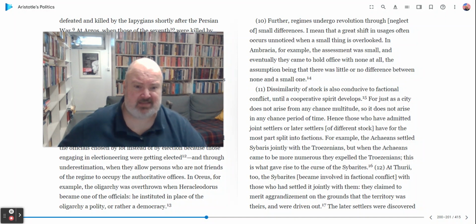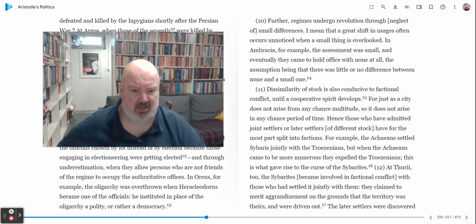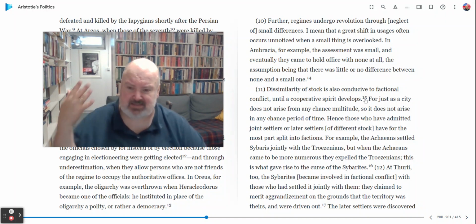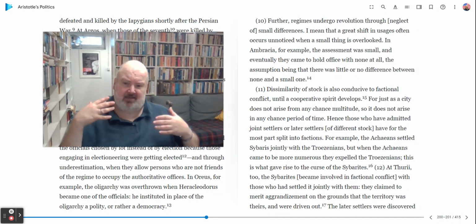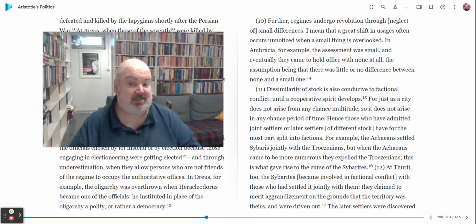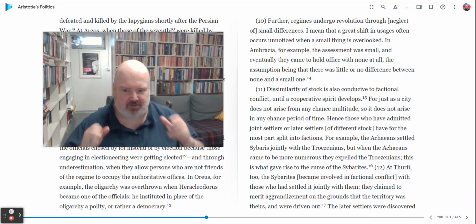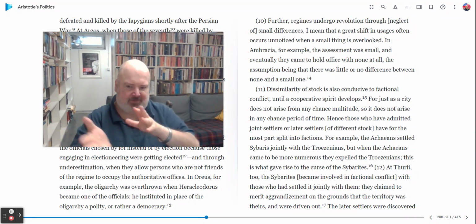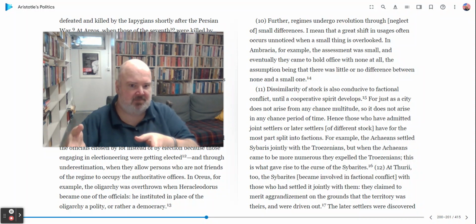So let's look at this passage. The similarity of stock is also conducive to factional conflict until a cooperative spirit develops. So Aristotle says that dissimilar... What does dissimilarity of stock mean? This means ethnicity. This is the difference between homogeneity and heterogeneity. Dissimilarity of stocks is the question of how homogeneous or how heterogeneous your community is, of race and ethnicity, which involves religion and cultural aspects, but also race.